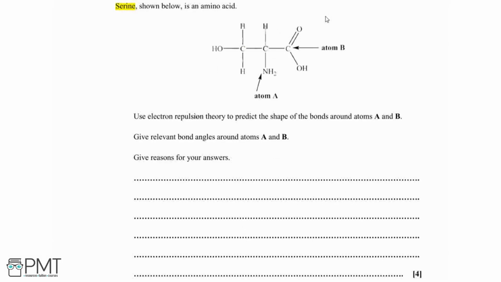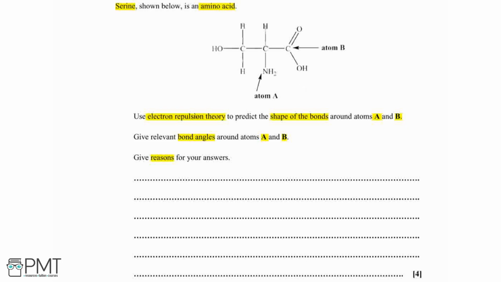Serine, with the structure shown below here, is an amino acid. So that means we've got an amine group and we've got an acid group here and a variable R group at this end here. And for this question, we need to use the electron pair repulsion theory in order to predict the shapes of the bonds around atoms A and atoms B, which are shown in the diagram. We also need to give our bond angles around atoms A and B, and we need to give reasons for all of our answers. So we need to use this electron pair repulsion theory in order to explain our predictions overall.